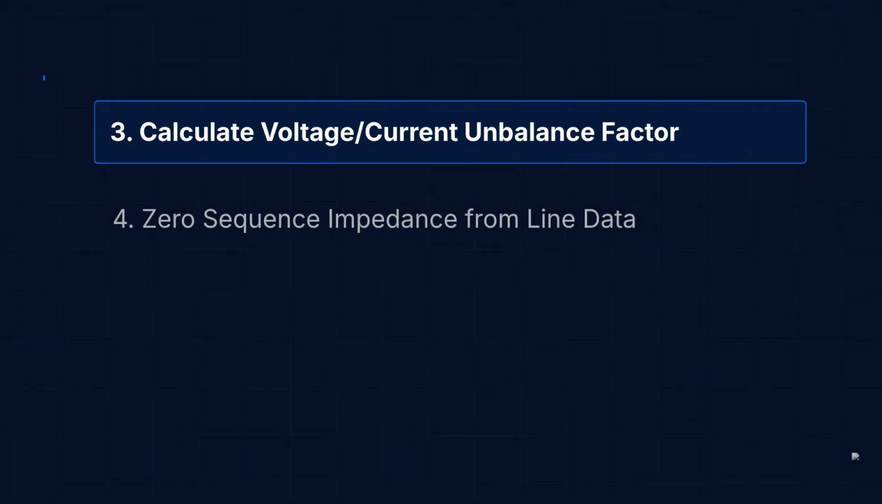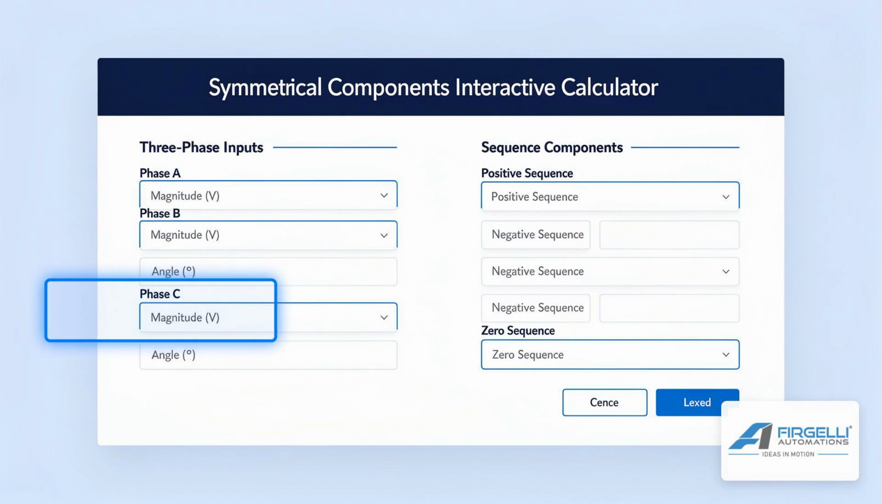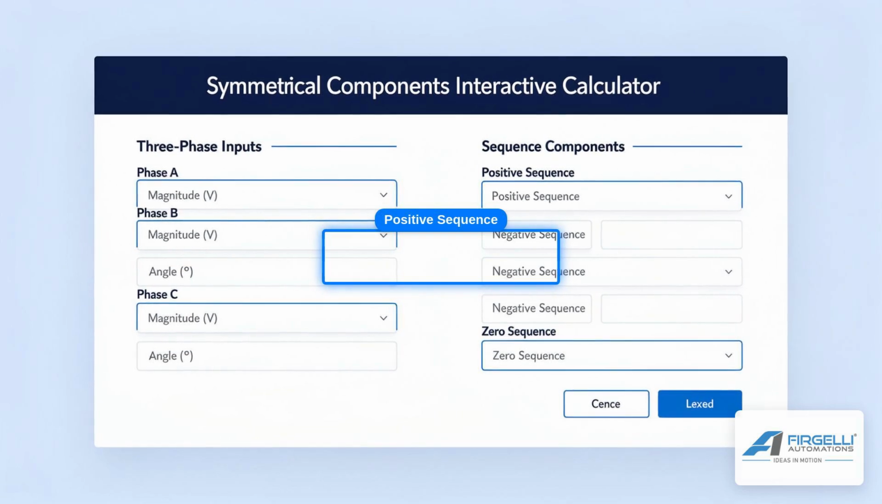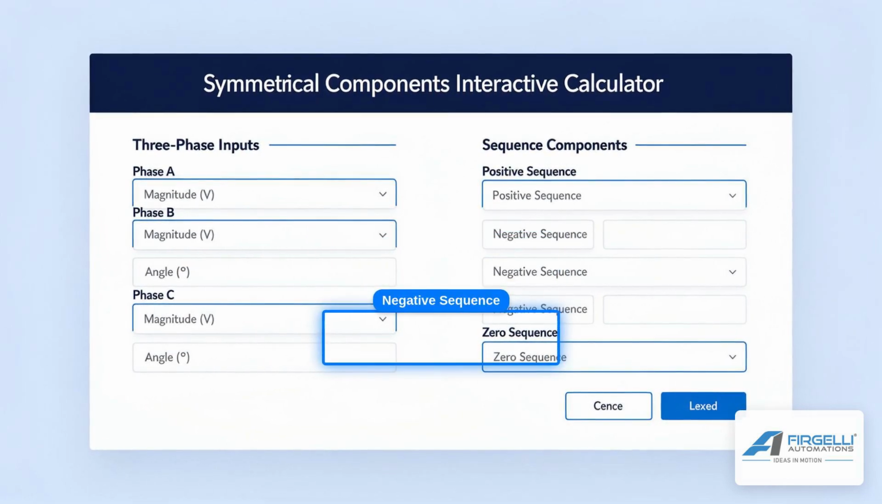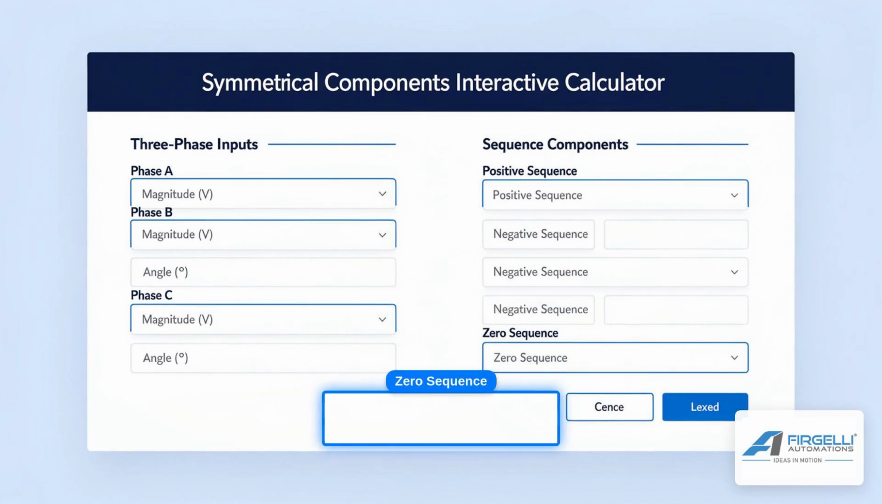For this demonstration, I'm using phase values to sequence components mode. The input fields are phase A magnitude and phase A angle in degrees, phase B magnitude and phase B angle in degrees, and phase C magnitude and phase C angle in degrees. There are also fields for positive sequence magnitude and angle, negative sequence magnitude and angle, and zero sequence magnitude and angle when converting the other direction.